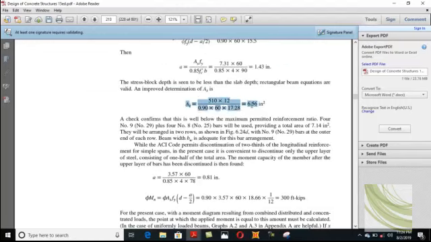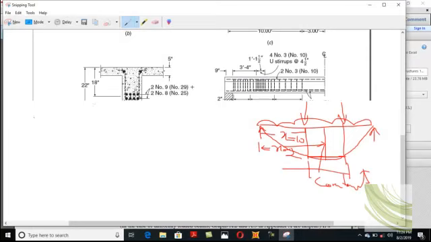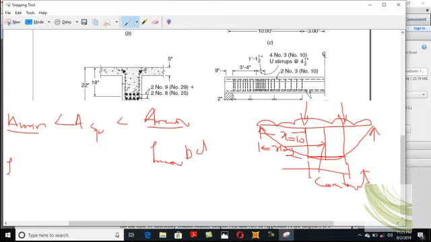They make some kind of changes because you have to check this area. This AS provided should be less than AS max. Clear? And it should be greater than AS minimum. Clear? So AS max can be achieved from rho max into bd, and for AS minimum you calculate rho minimum multiplied by bd. So from these two checks, your AS provided should lie in between.